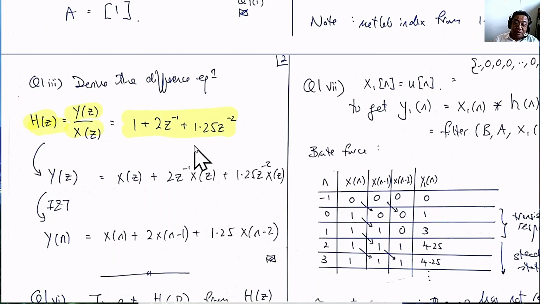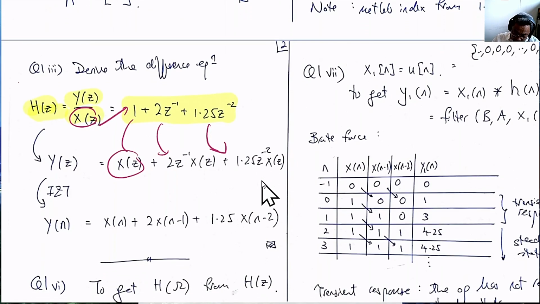This allows us to generate the difference equation. How? We move X(z) to the right hand side, and therefore we get this expression over here. 1 times X(z) is X(z), 2 z^-1 times X(z) is this expression, 1.25 z^-2 is this expression. Now we can perform the inverse z transform.